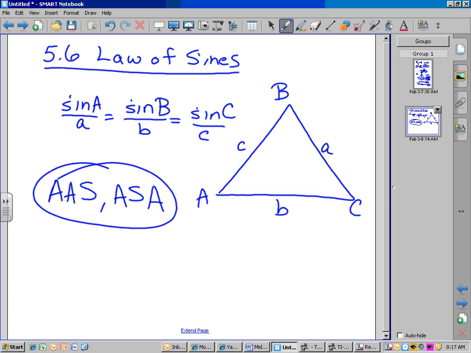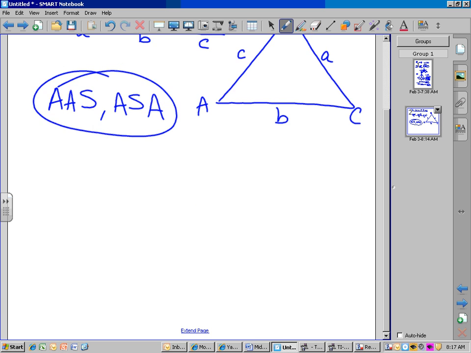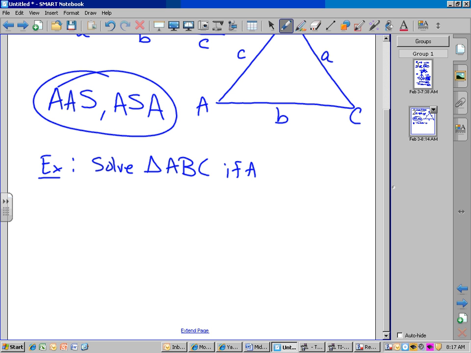So let's take a look at an example. Solve triangle ABC. A equals 33 degrees. B equals 105 degrees. And b equals 37.9.